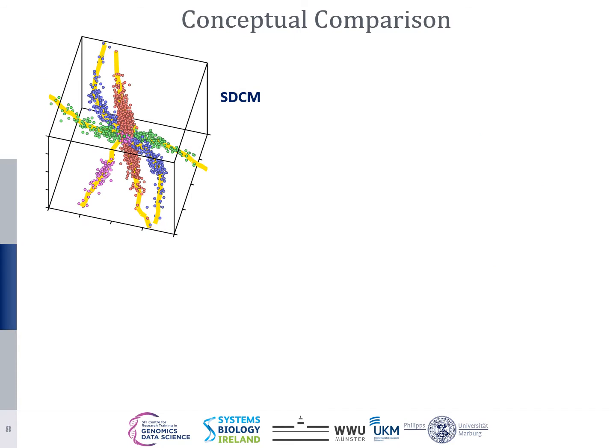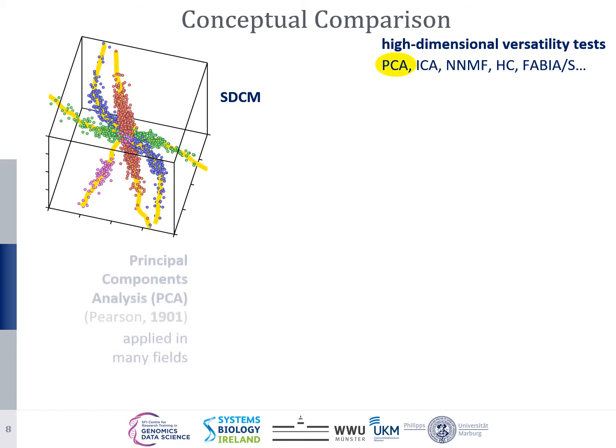Here you see all 4 discovered signature curves for the concept example again. And let's do a first conceptual comparison. We did in the paper a lot of versatility tests and high-dimensional comparisons with methods like principal components analysis, independent component analysis, non-negative matrix factorization, hierarchical clustering, and a lot of bi-clustering methods like Fabia and Fabia-S. And from all these compared methods, PCA showed the second best sensitivity and specificity after SDCM. So let's compare conceptually with PCA.